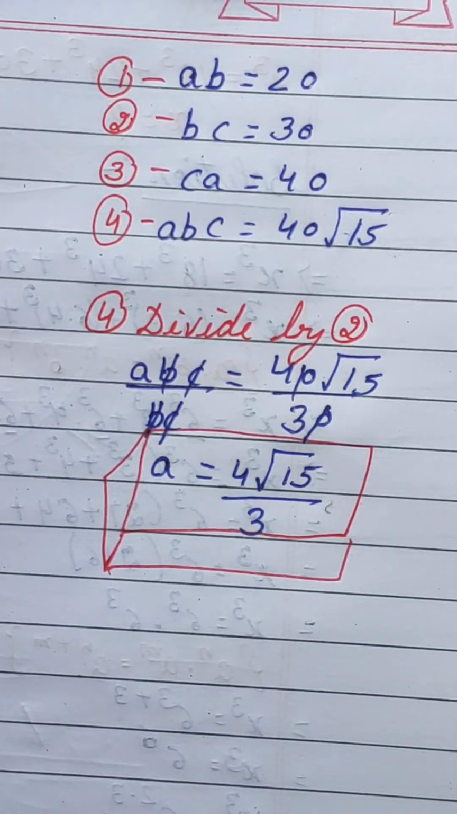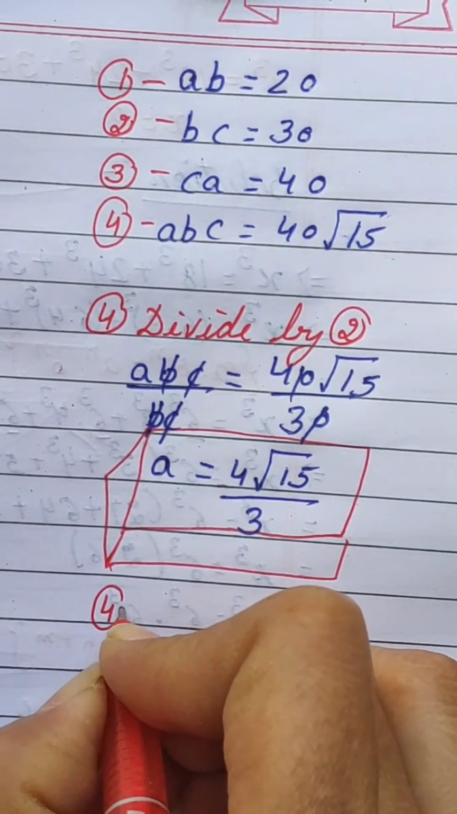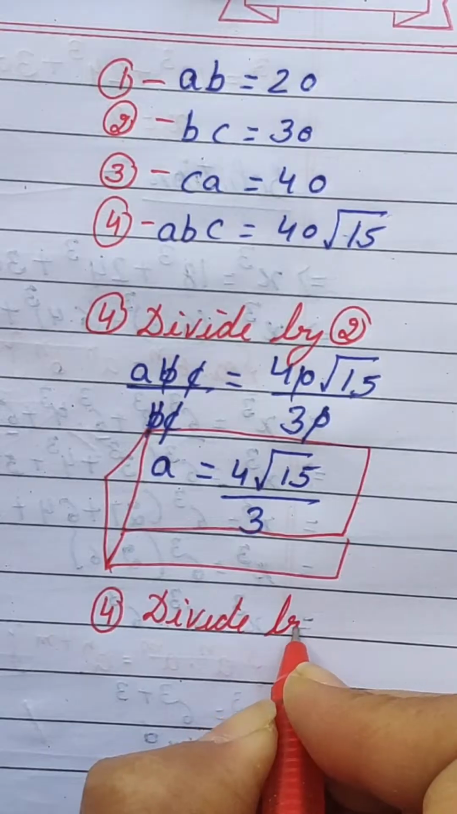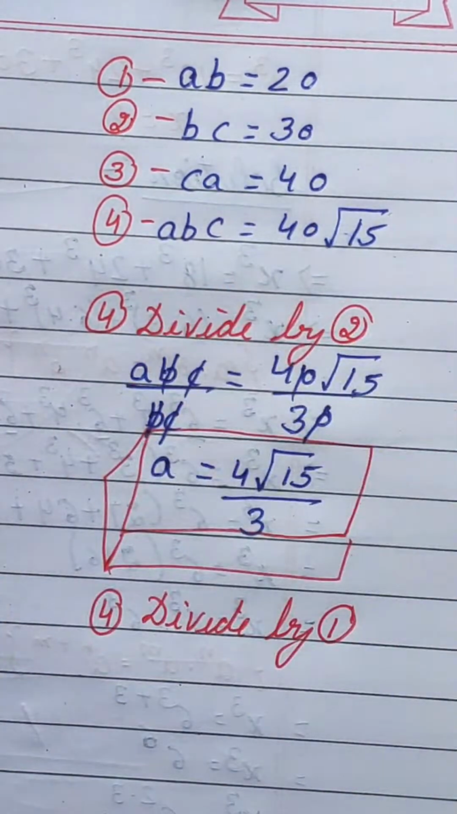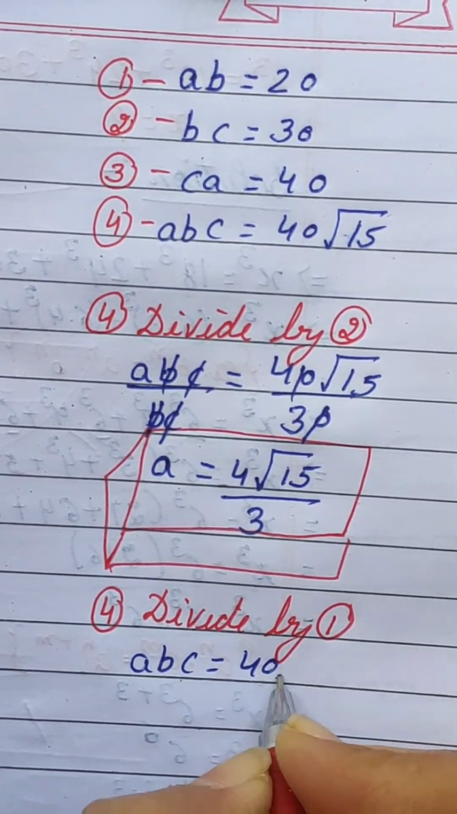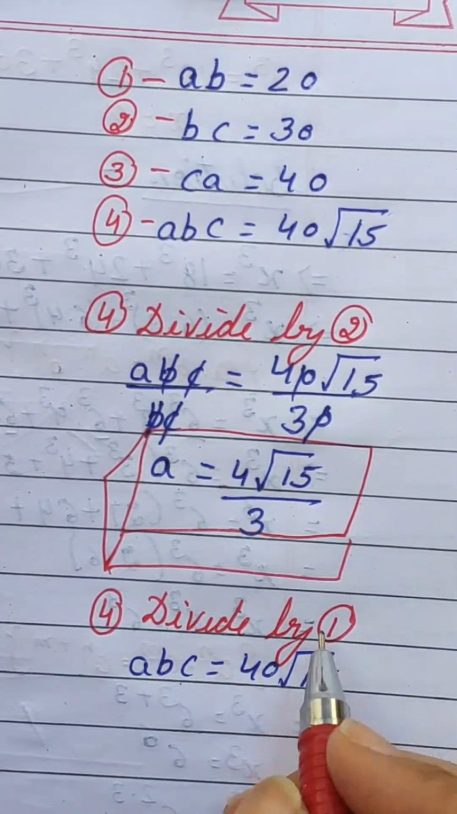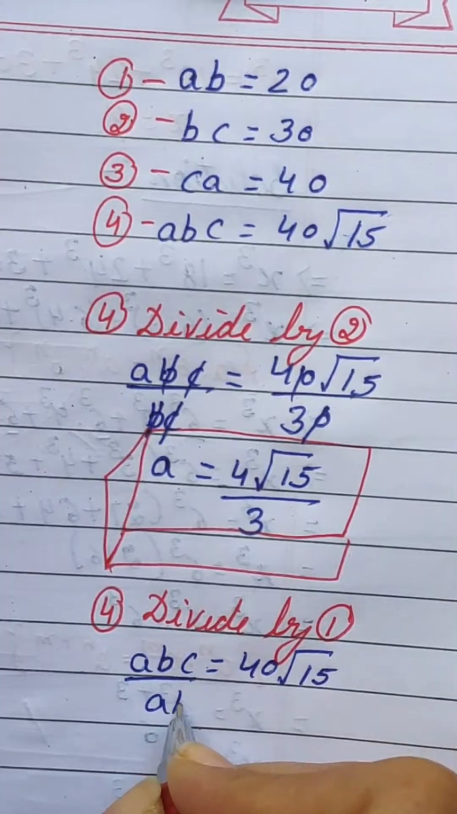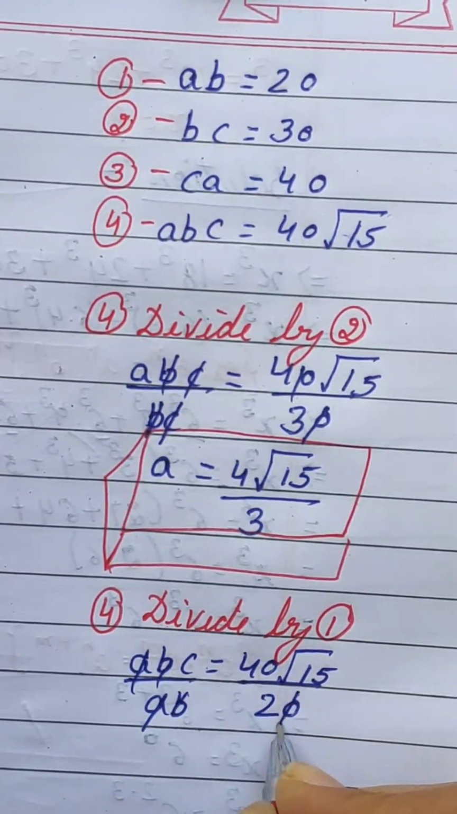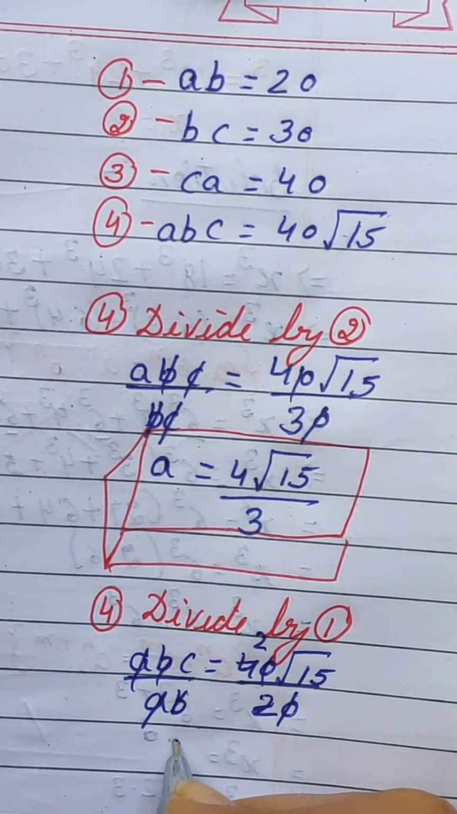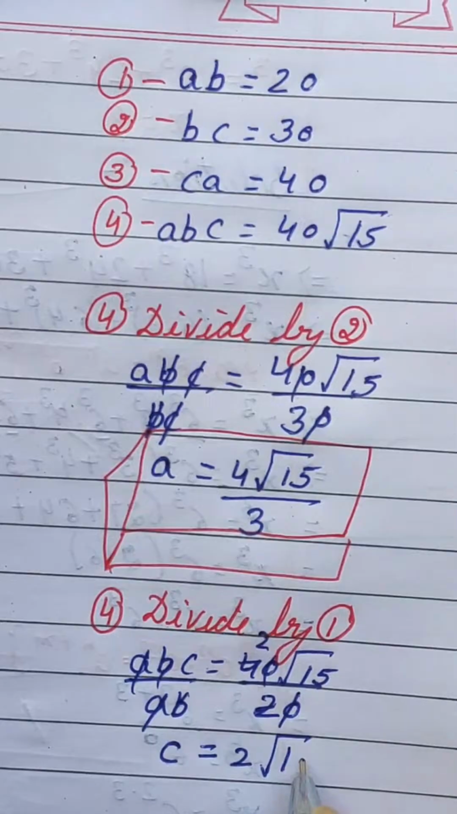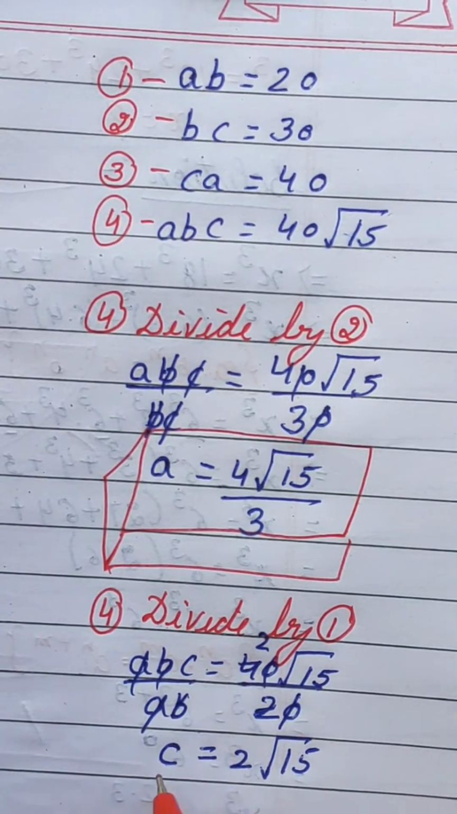Sure. Now the second one is fourth divide by first. Okay, so fourth divide by first. So our fourth statement is A, B, C is equal to 40 root 15 and the first is A, B 20. So A, B cancel, and 40 by 20 is 2. So C is equal to 2 root 15. So we get the value of C as well.